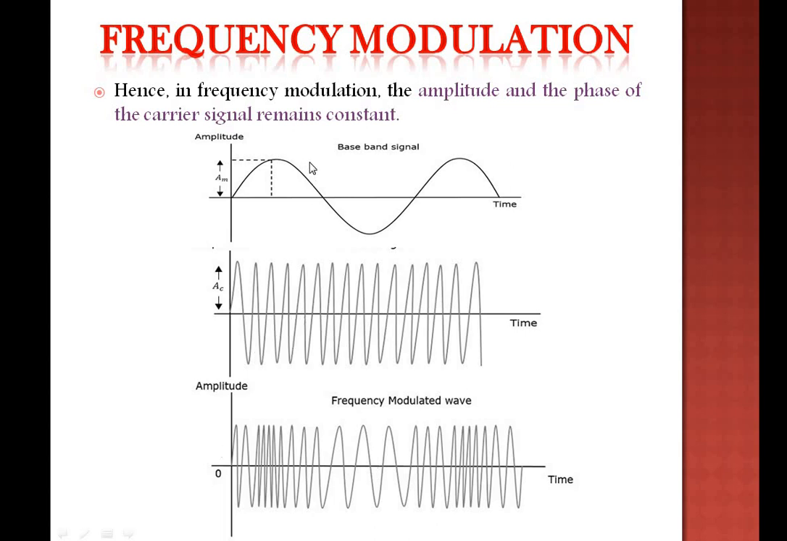Now see what you are having. This is your message signal or the baseband signal. This is your carrier signal. This is your frequency modulated wave. Whenever you have the maximum amplitude in your message signal, the carrier has to be varied, and your frequency will be increasing. How will you know the frequency? The time period: T = 1/f. It is vice versa. So whenever your time period is less, the frequency is more.